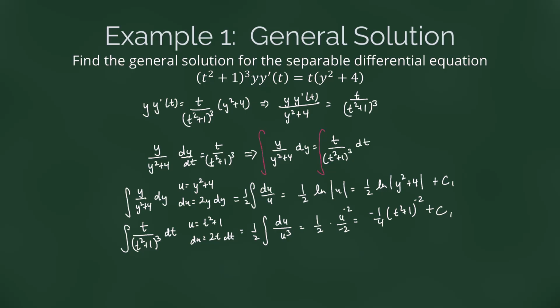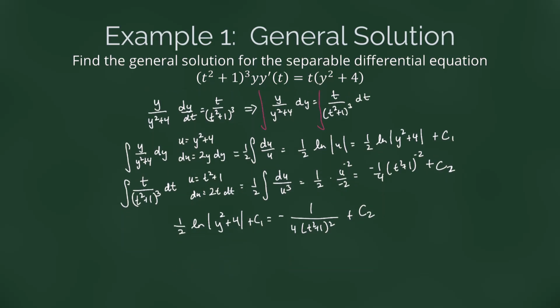So now we see that we have 1/2 the natural log of the absolute value of y squared plus 4 plus c1 is equal to negative 1/4, or I'm going to go ahead and put the (t squared plus 1) in the denominator, so we get negative 1 over 4 times (t squared plus 1) squared, plus, this should have been c2.